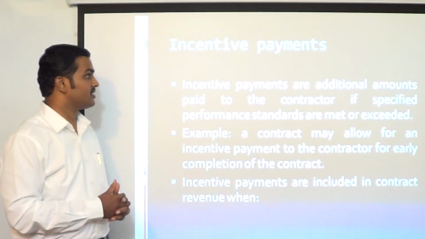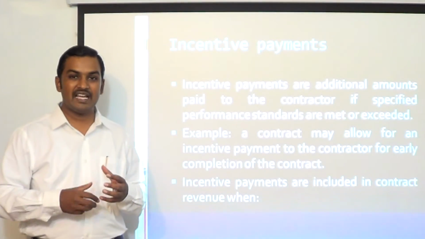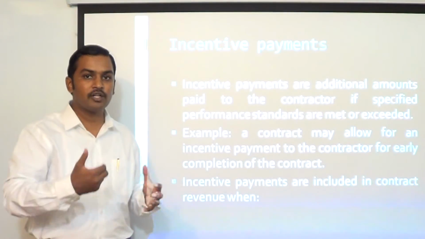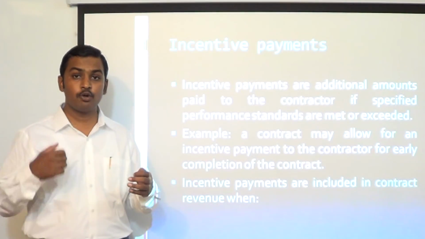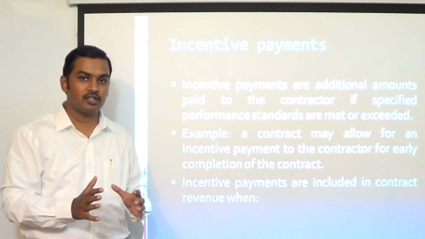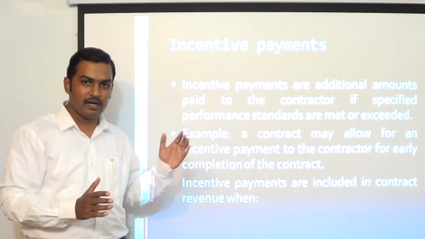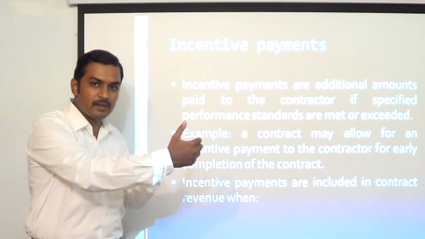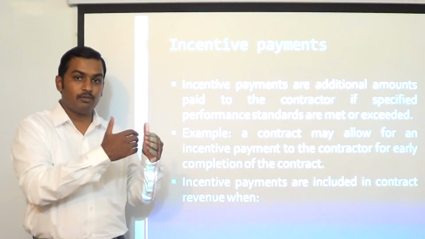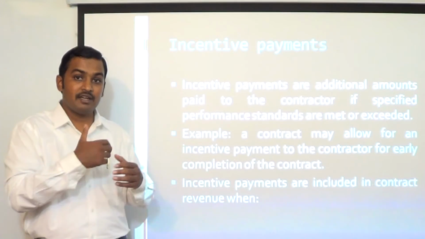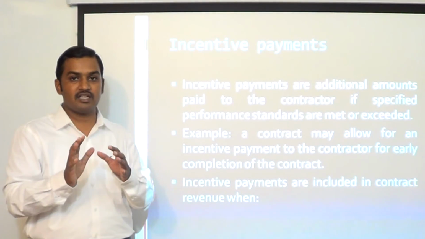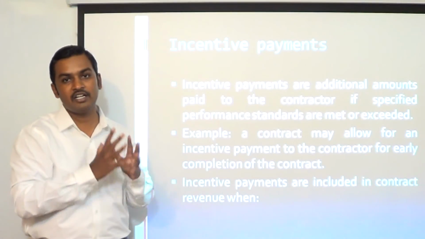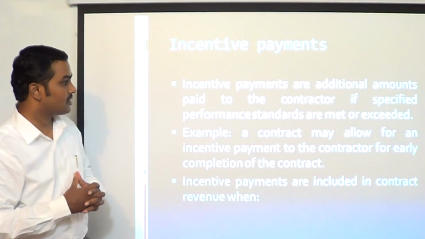Next, incentive payments. What are incentive payments? These are extra amounts which the customer is ready to pay over and above the revenue agreed in the contract. Incentive payments would be paid by the customer to the contractor only if the contractor is able to meet or exceed the specifications given in the contract. That means he is able to finish the work within the time given, or is able to exceed the expectations of the customer. In such cases, the customer may agree to give some extra amount over and above the amount agreed in the contract. Such payments are called incentive payments.